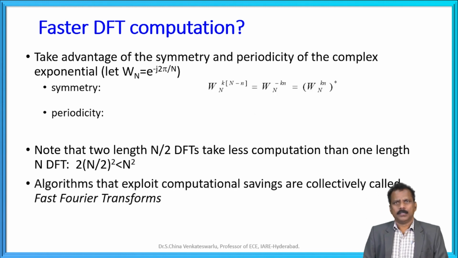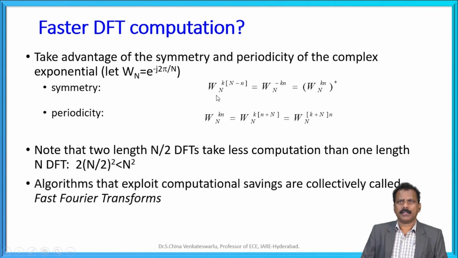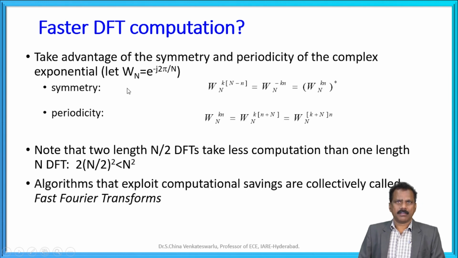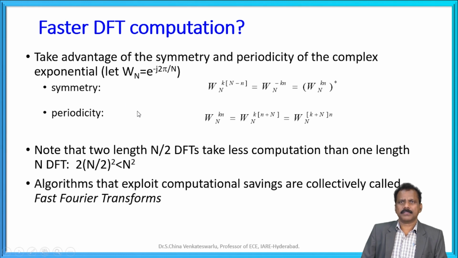For the symmetry property, the weighting function or twiddle factor W N to the k, n minus n is equal to W N to the minus k n, which is equal to the conjugate of W N to the k n. For periodicity, W N to the k n is equal to W N to the k of n plus capital N. Using these two major properties, faster discrete Fourier transform computation is possible. Otherwise, faster DFT computation is not possible. Sometimes it is possible, but it has more complexity.